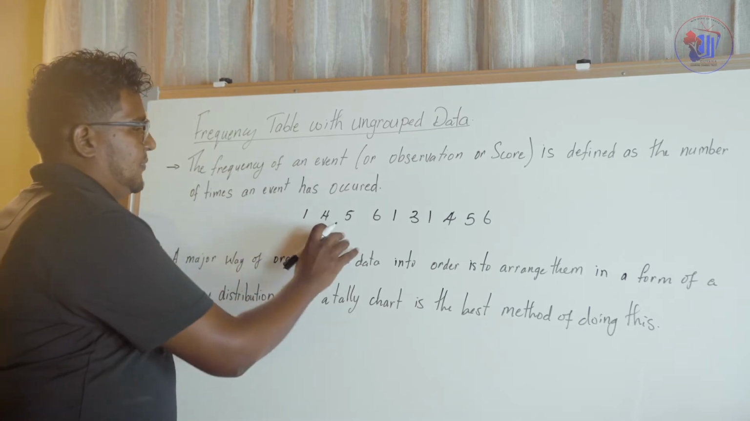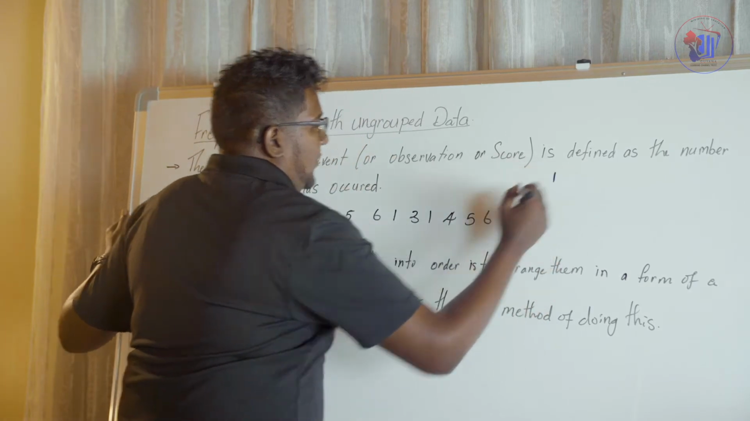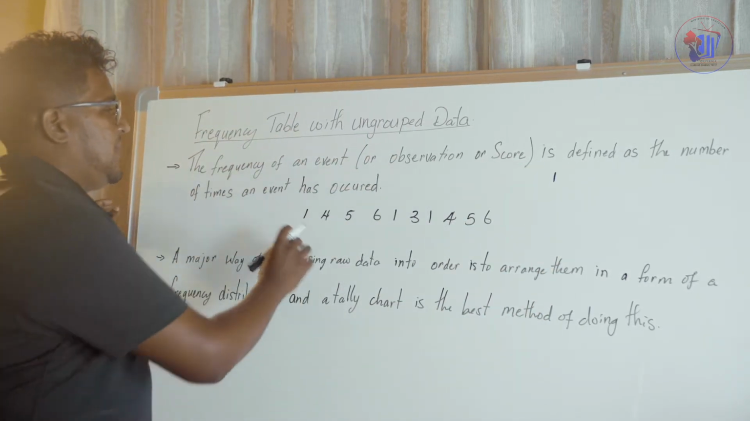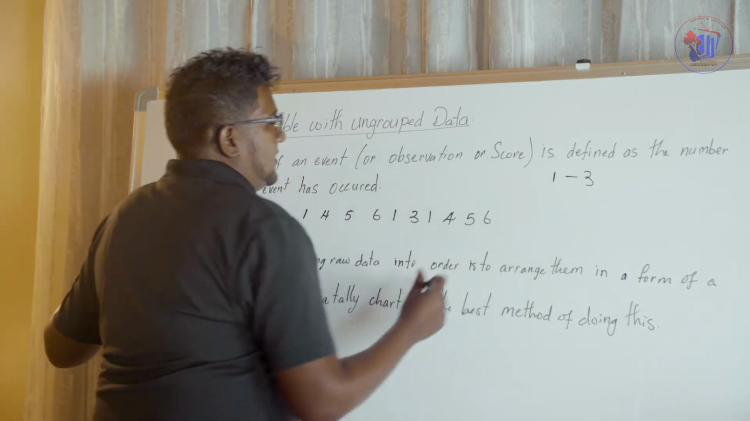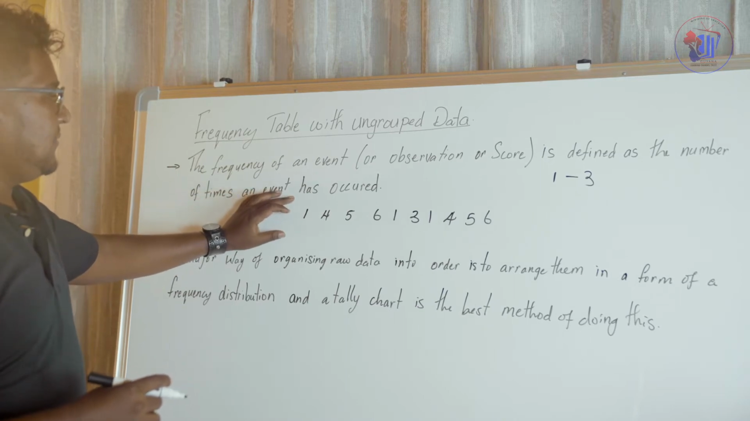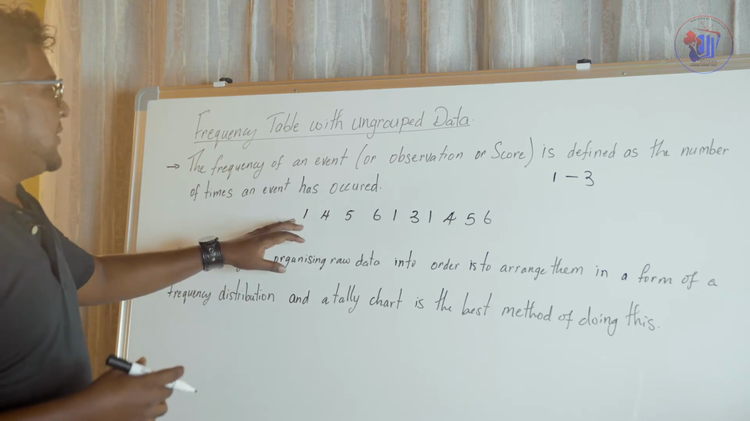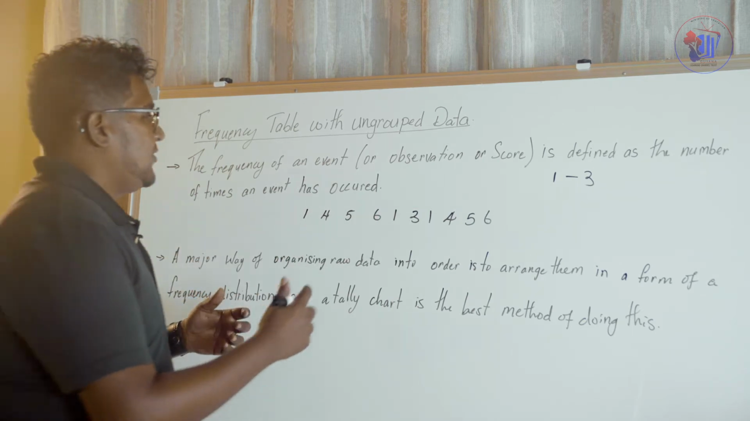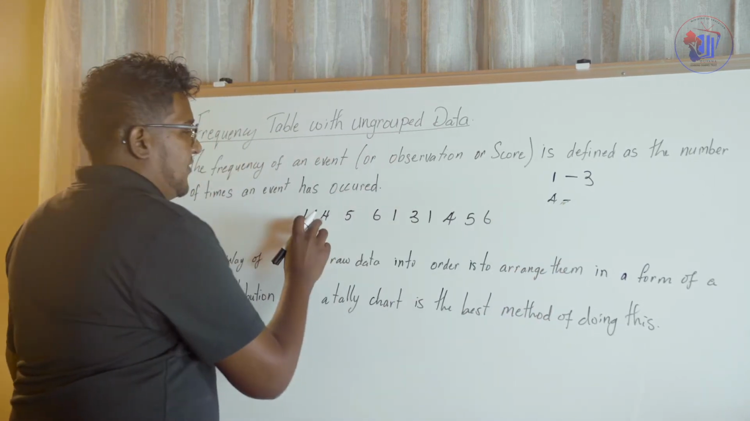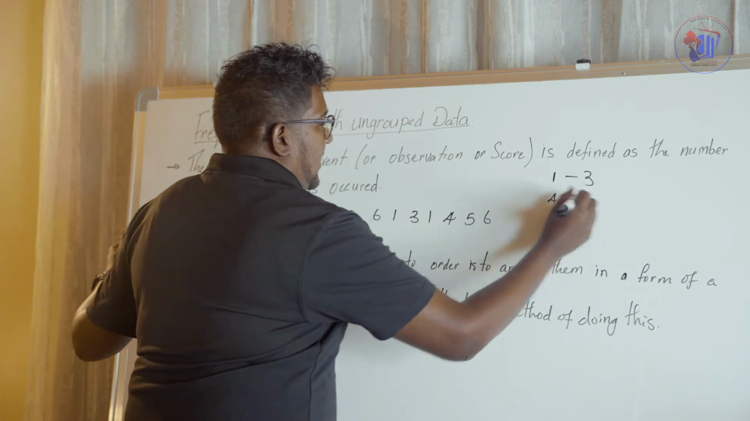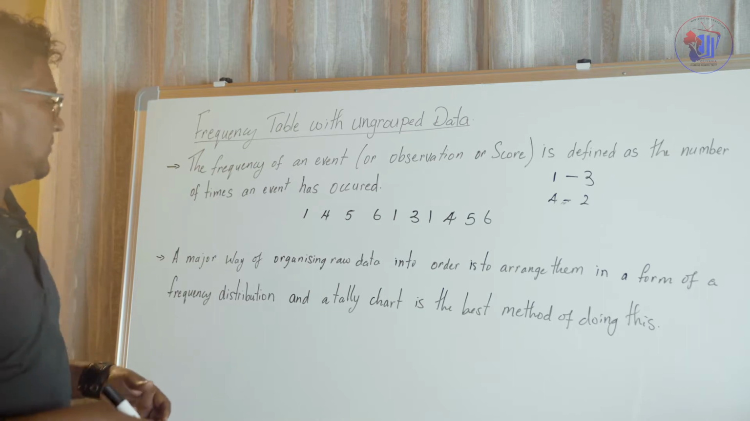So if they ask you, what is the frequency of getting a 1 when you roll the die, then you're going to check how many 1s we have. And we have 1, 2, 3. So the frequency of a 1 is going to be 3, because when we roll the die 10 times, we got 1 three times. What about 4? The frequency of getting a 4, we have 1, 2 of them, and then so on. So the frequency is the number of times an event has occurred.